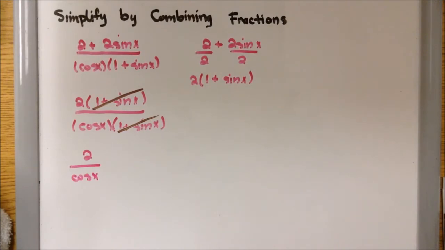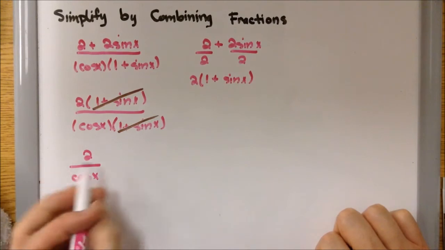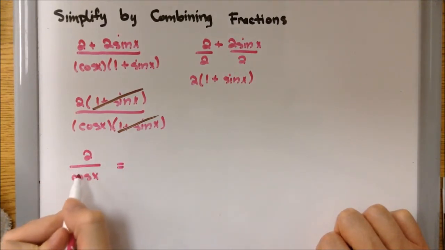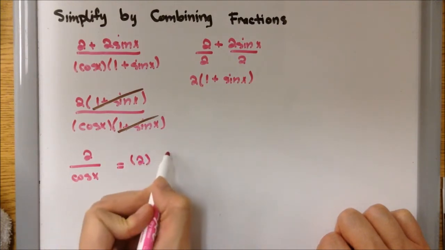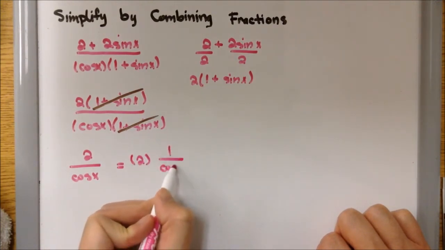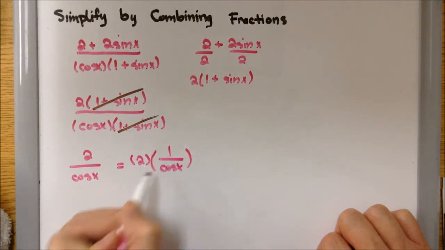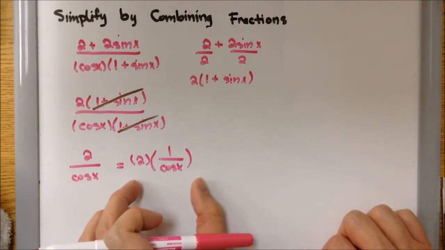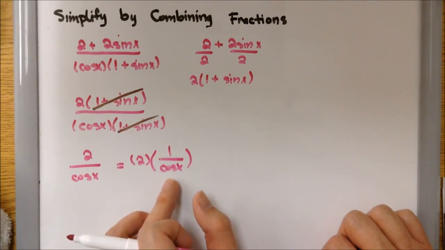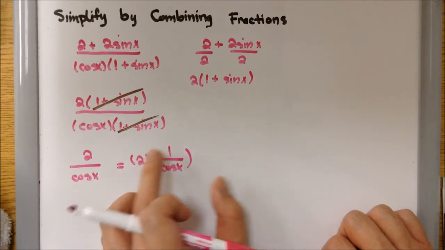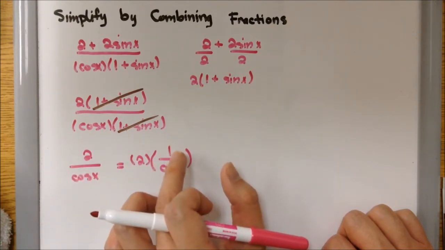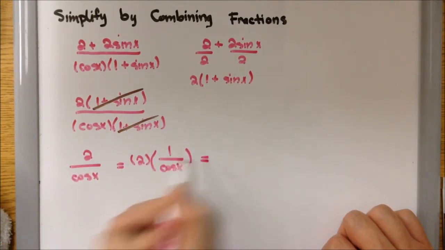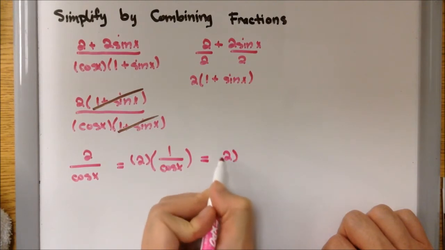Now here I can actually apply one of the identities, but I'll show you how. So what I can do, 2 over cosine of x, I can rewrite it as 2 times 1 over cosine of x. Because remember, when we're multiplying a whole number and a fraction, it's just simply multiplied to the numerator. So I just factor out the 2 to make the numerator become 1. So the 2 will stay the same.